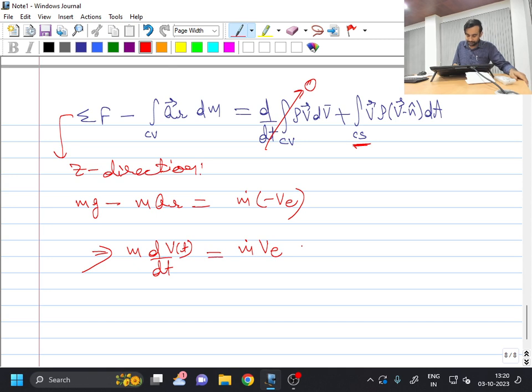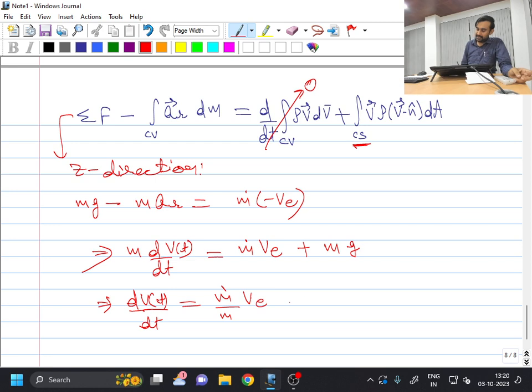So it will be remaining the same. Sorry, it will take the negative. Okay, it will also remain the same. Yes, plus sign. So plus m into g. So now what I can do, I can write dv of t by dt equal to m dot by m times Ve plus m by m will cancel g.